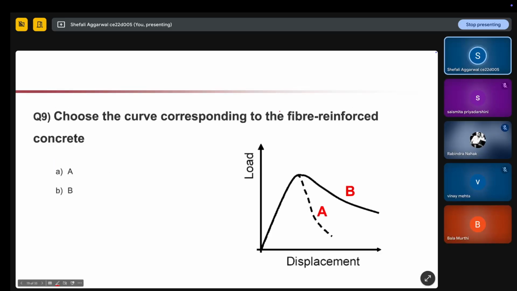Choose the curve corresponding to the fiber reinforced concrete. A or B? B, correct. So in fiber reinforced concrete we will have a good post peak behavior as compared to our normal concrete system.